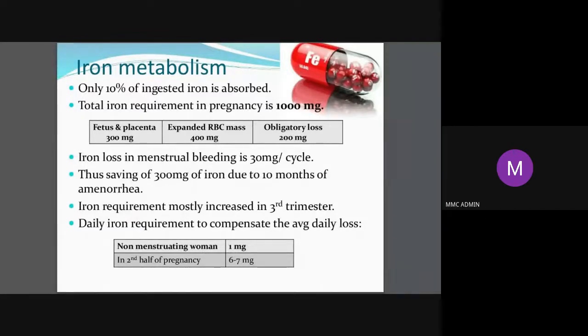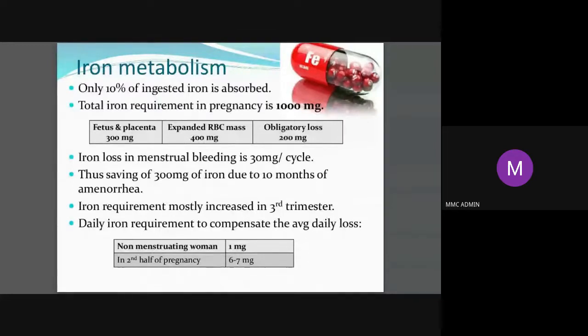So only 10% is absorbed, and the slide tells you how much iron you have to give daily. Okay. So see the extent. A non-menstruating woman 1 mg, but in the second half of pregnancy 6 to 7 mg you have to give. So that means what? 10% only is absorbed, means you have to give about 60 to 100 mg of iron. That is what is contained in our tablet. That is the ferrous fumarate tablet that is available in the government setup, 100 mg. So if you give 100, 10 will be absorbed.